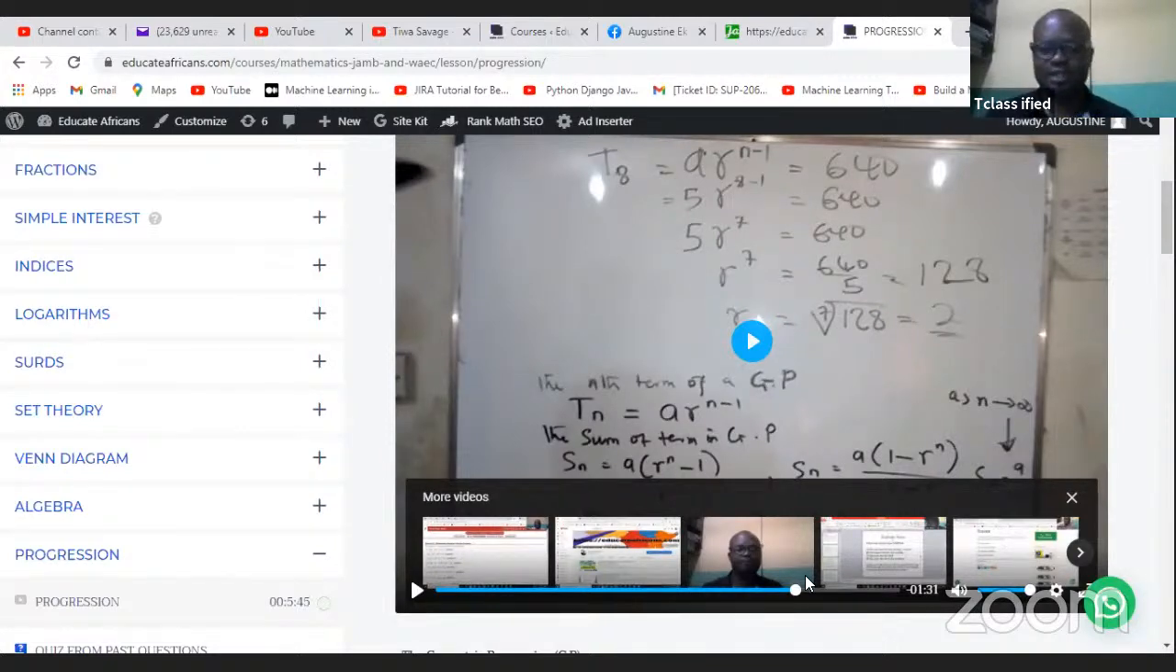So that is it. This is an example that I just gave you now. So note the two formulas that I gave you, which is this one. This is the nth term of a GP. And that's the formula that was used in solving this. Then also the sum of the terms of GP. Those are the two most important formulas in GP.